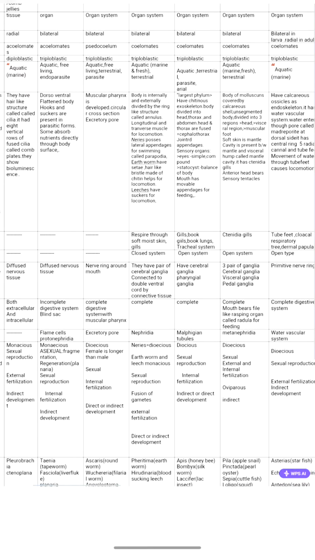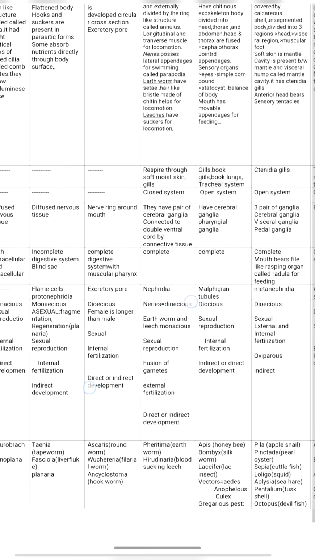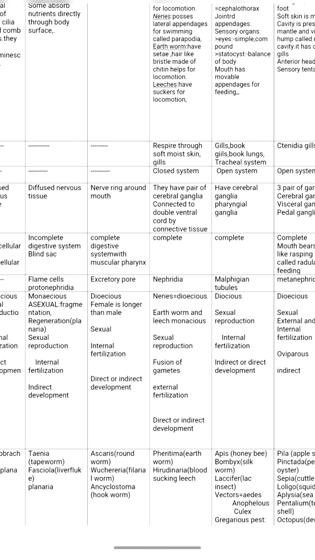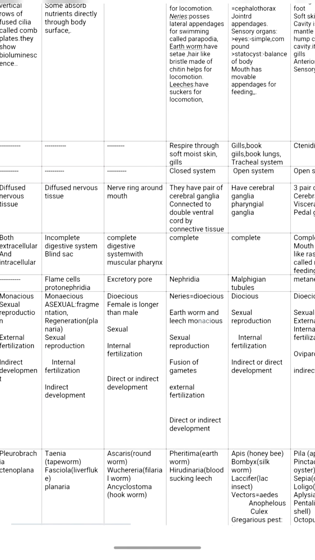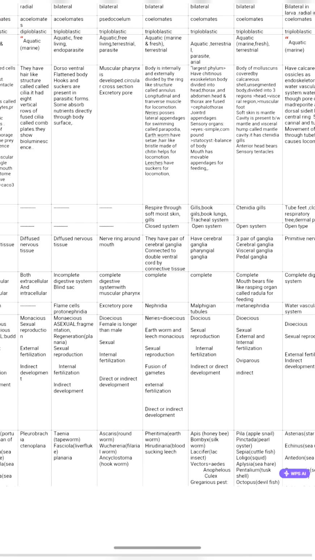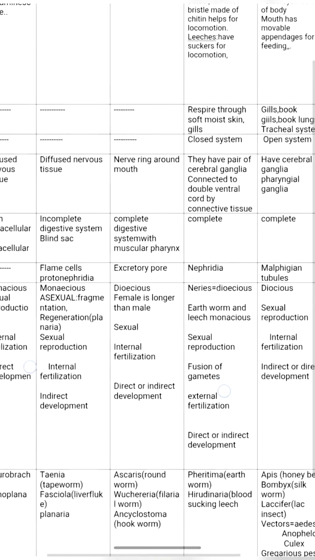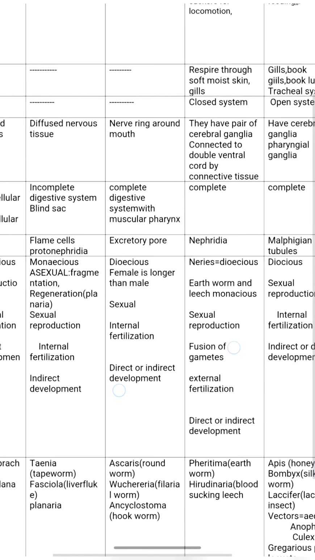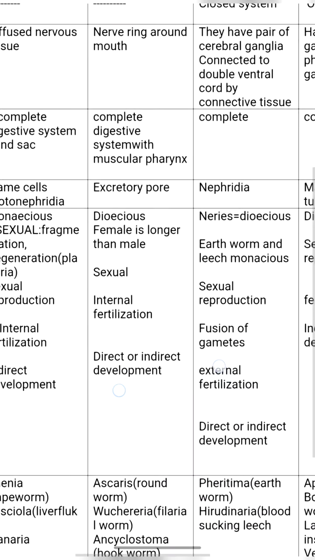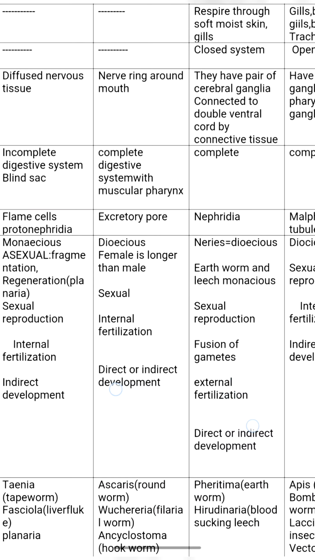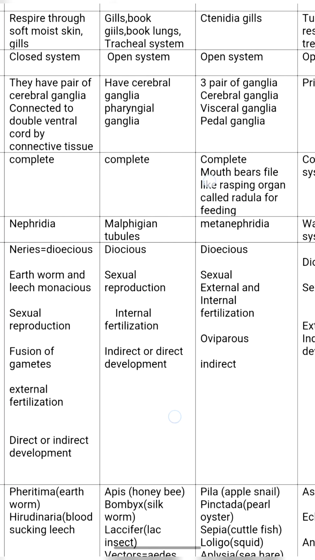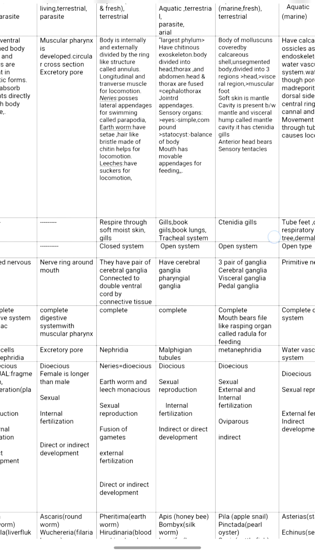And next you have Annelida. See, Nereis is dioecious, but earthworm and leech are monoecious. This is very important, so please remember this point I have given. Also there is sexual reproduction with fusion of gametes, and external fertilization as well. And direct or indirect development, what I said, that is the trick you have to apply.